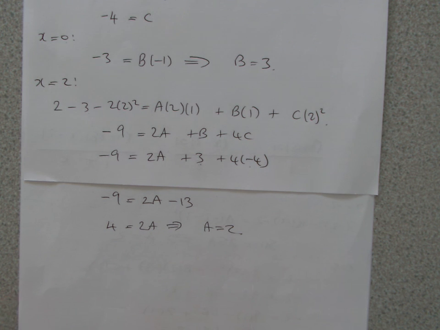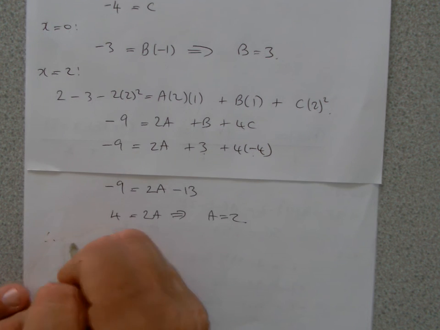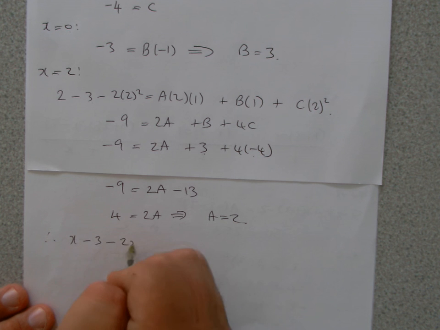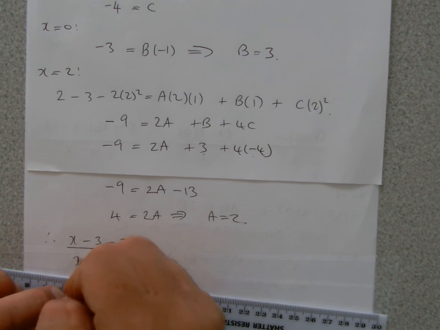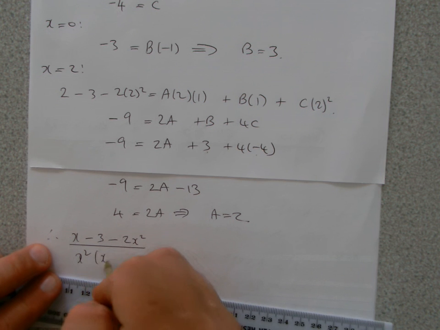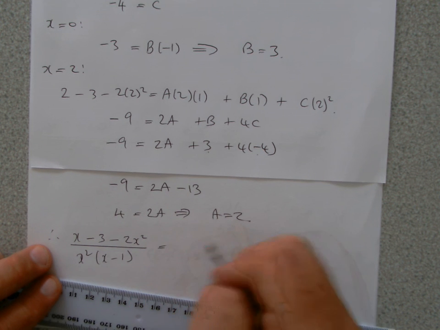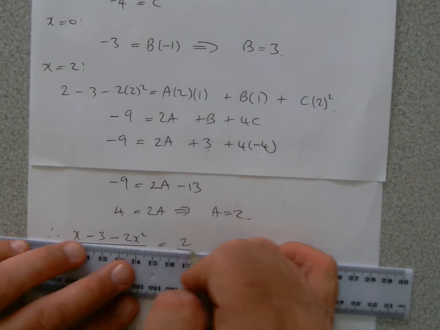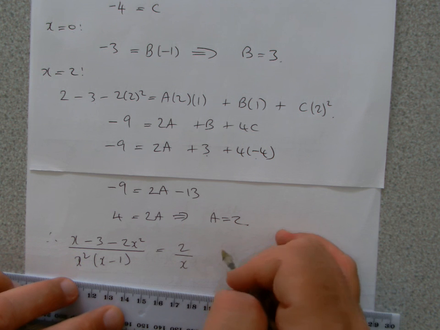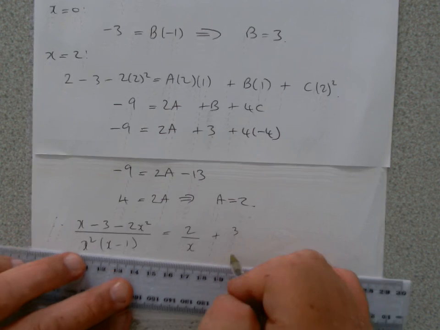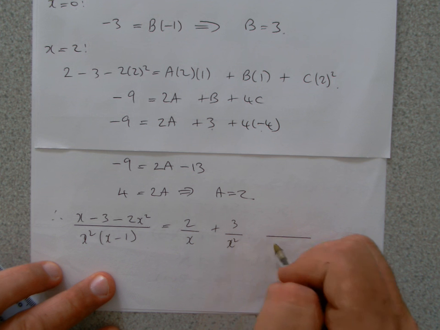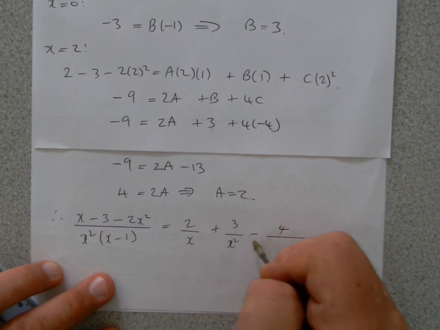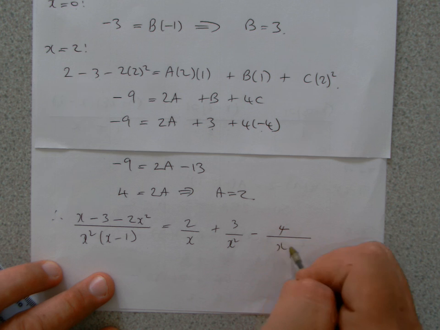So to finish off, therefore, x minus 3 minus 2x squared, all over x squared times x minus 1, will equal, well, a was 2, so it'll be 2 over x. b was 3, so it'll be 3 over x squared. And c worked out to be negative 4, so put the minus there, 4 over x minus 1.